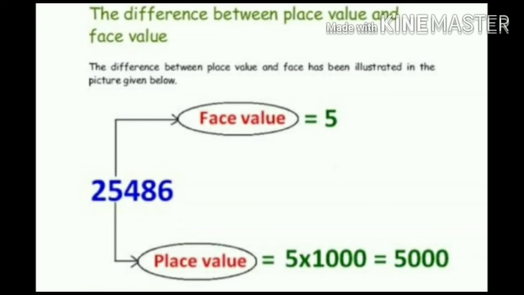Now let us make the concept clear. Look at this number, 25,486. What is the place value of 5? The place value of 5 is 5 times the value of that place, that is 1,000. 5 into 1,000 is 5,000. And what about the face value? The face value is the same digit, since face value is the actual value of that digit.